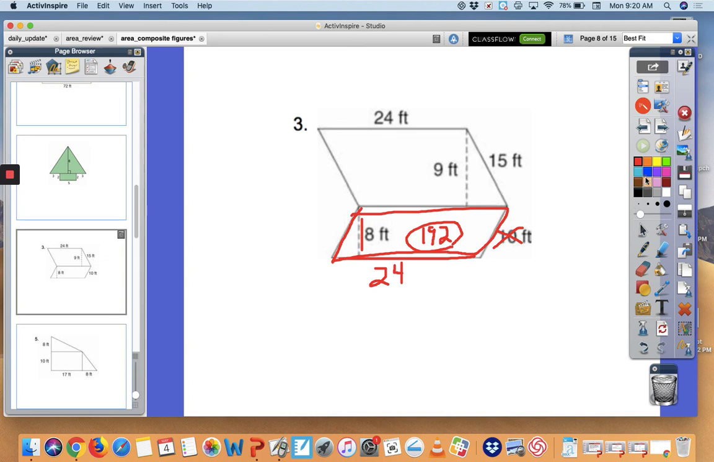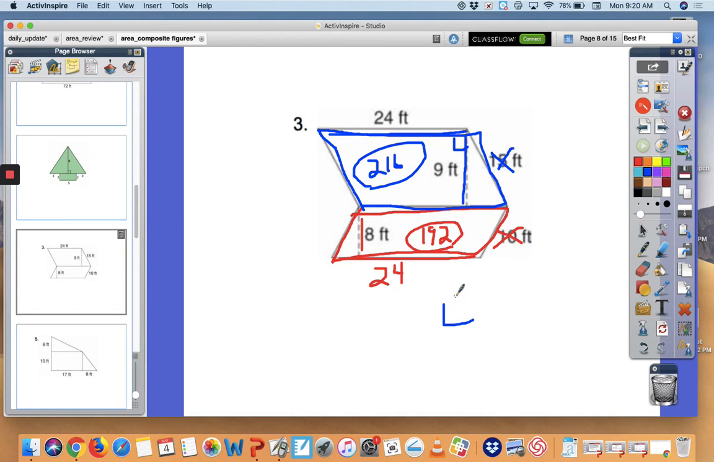Now the top part is, switch colors to blue, a parallelogram because the opposite sides are parallel. Now remember, we already know that's 24. Now, do we need 9 or 15? Remember, for a parallelogram, you need the perpendicular straight up and down height, not that. So you do 24 times 9, base times the height, 216. To figure out the total area of this composite figure, 216 plus 192, and you get 408.